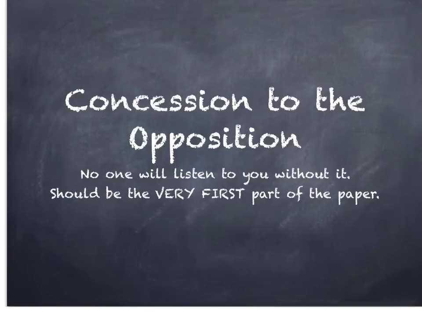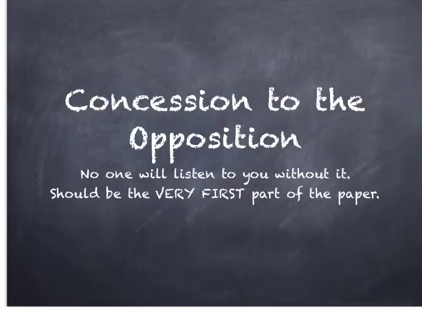So for the concession to the opposition, it's vitally important. If your concession to the opposition is bad, it doesn't really matter what else in your essay is good, because people won't listen to you without it. You should get to your concession to the opposition immediately, because if you're trying to persuade someone to make a change, the first thing you need to do is convince them that they ought to listen to you. So it's basically a way to show respect to your audience.